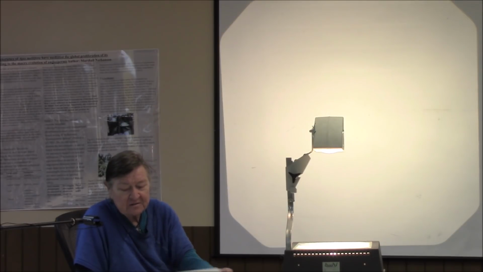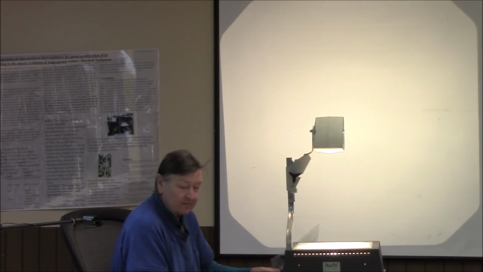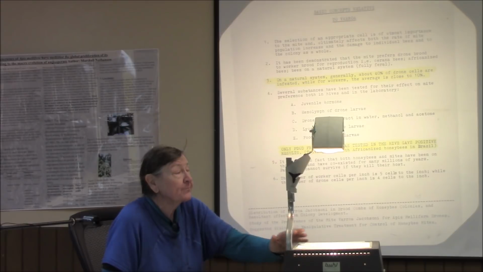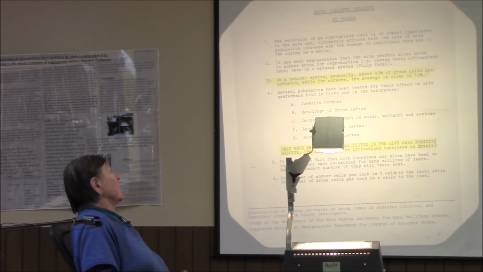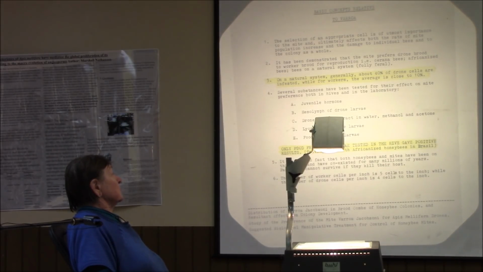Okay, basic concepts relative to Varroa. Let's go into some of that before we get into some of this other stuff I want to do here. The selection of appropriate cell is of the utmost importance to the mite and ultimately affects both the rate of mite population increase and damage to individual bees and to the colony as a whole. It's been demonstrated that the mite prefers drone brood to worker brood for reproduction.